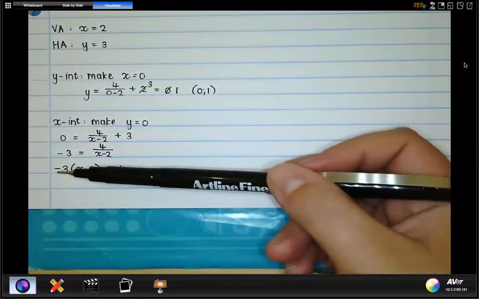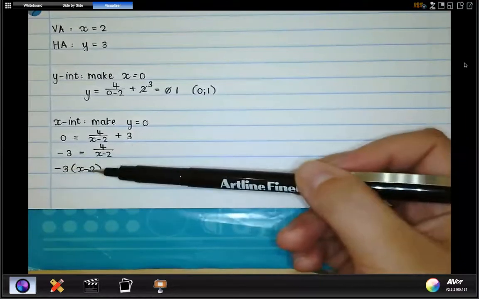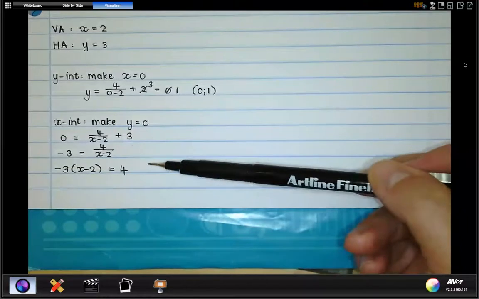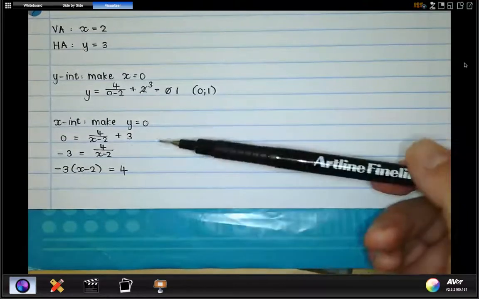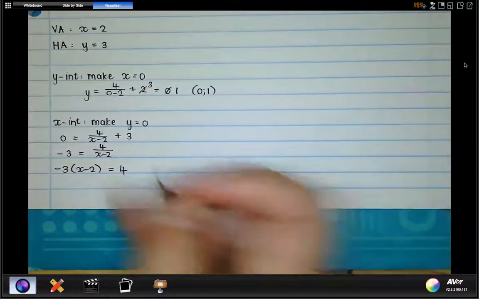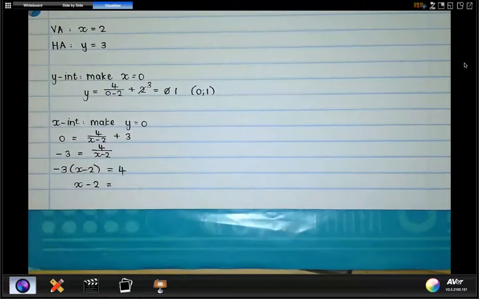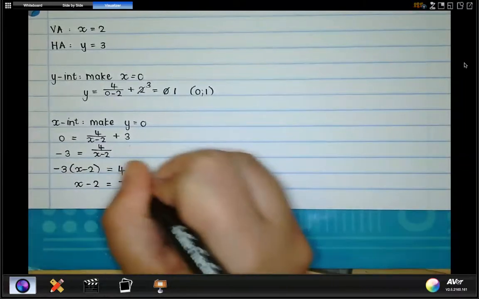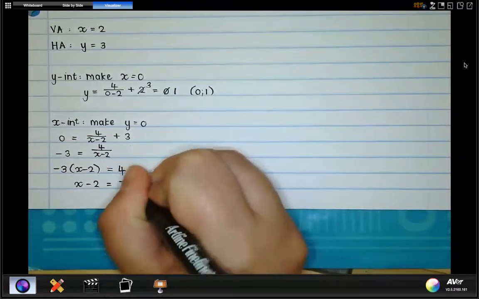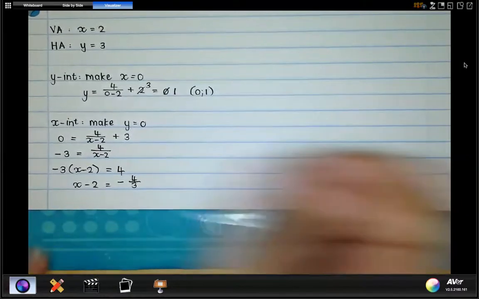What would happen if you were to multiply this -3 into the bracket is you would get -3 plus 6, which you could then move the 6 over, but then you would have to divide by the -3 again. It's fine if you want to do it like that. There's no problem. I'm just going to show you the other way. I'm going to leave my bracket on that side, and I'm going to divide 4 by -3. And now to get x on its own, I have to add 2.